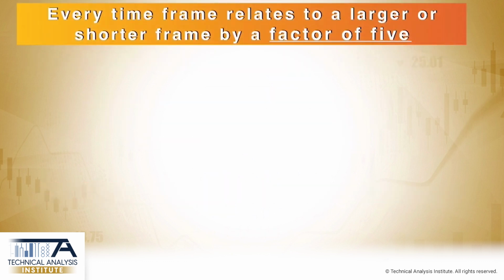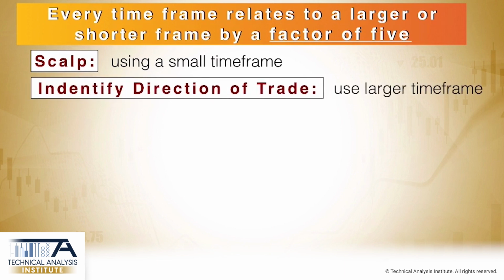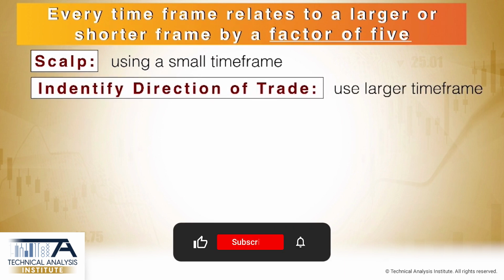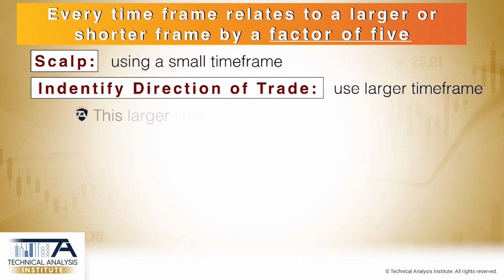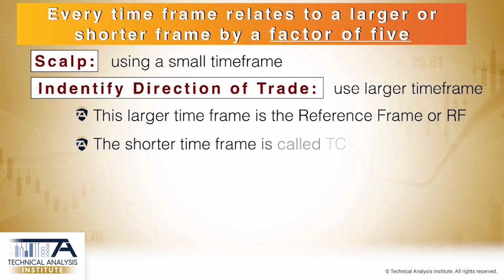We have observed that every time frame best relates to a larger or shorter time frame by a factor of 5. This is approximate, but it works very well for our trade setup. That means that if you want to scalp using a small time frame, you would use a larger time frame to identify the trend and determine the direction you're going to trade. We call this larger time frame the reference frame, or RF. The shorter time frame is called TC, which stands for the trigger chart.